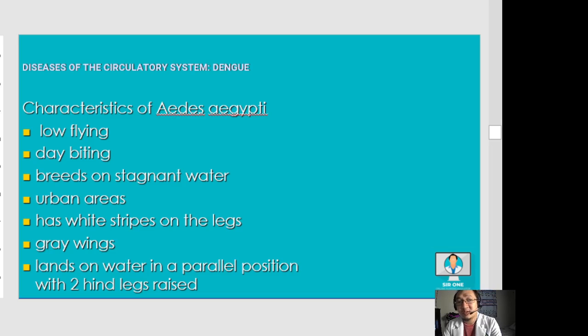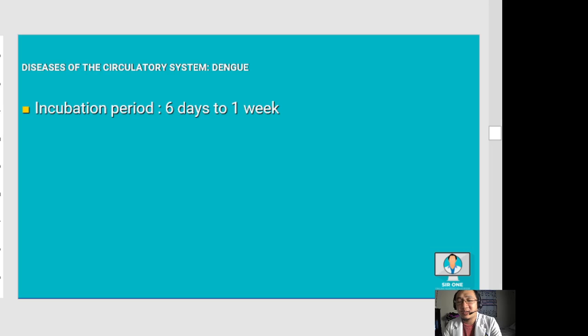Characteristics of Aedes aegypti, because this is also commonly disseminated. The mosquito is said to be a low-flying, day-biting mosquito. Usually breeds on stagnant water, meaning non-running water. Common in urban areas, has white stripes on the legs, as shown earlier in the image, gray wings, and lands on water in a parallel position with two hind legs raised. Then we have again another incubation period, 6 days to 1 week.